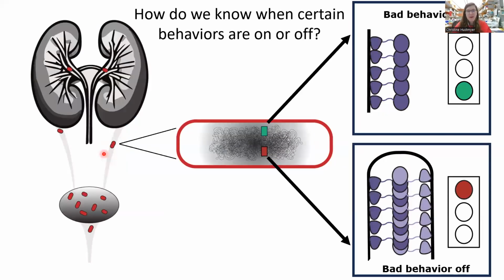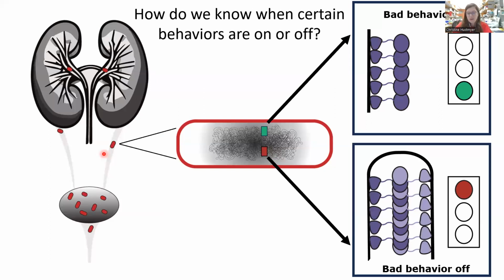Okay, so in this scenario, my big question is, how do we know when certain behaviors in bacteria are on or off? So how do we know when those different DNA sequences that I talked about are on or off? If I'm just looking at a bacterial agar plate, like I showed you earlier, all I'm looking at are some gross looking bacteria.